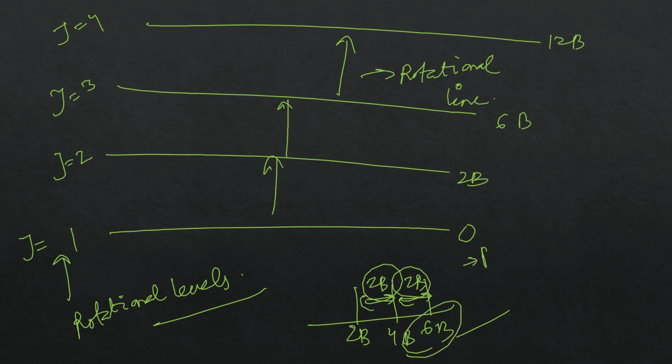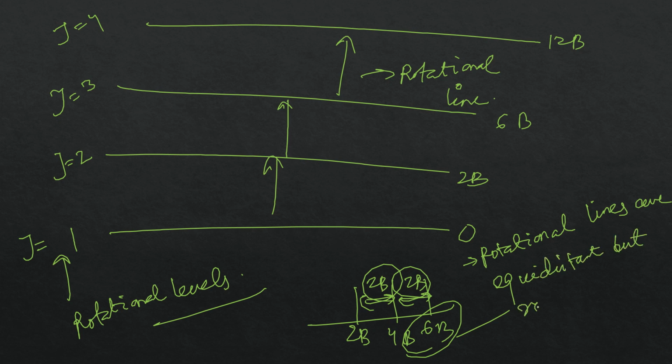So you can say rotational lines are actually equidistant, but rotational levels are not equidistant. Okay.